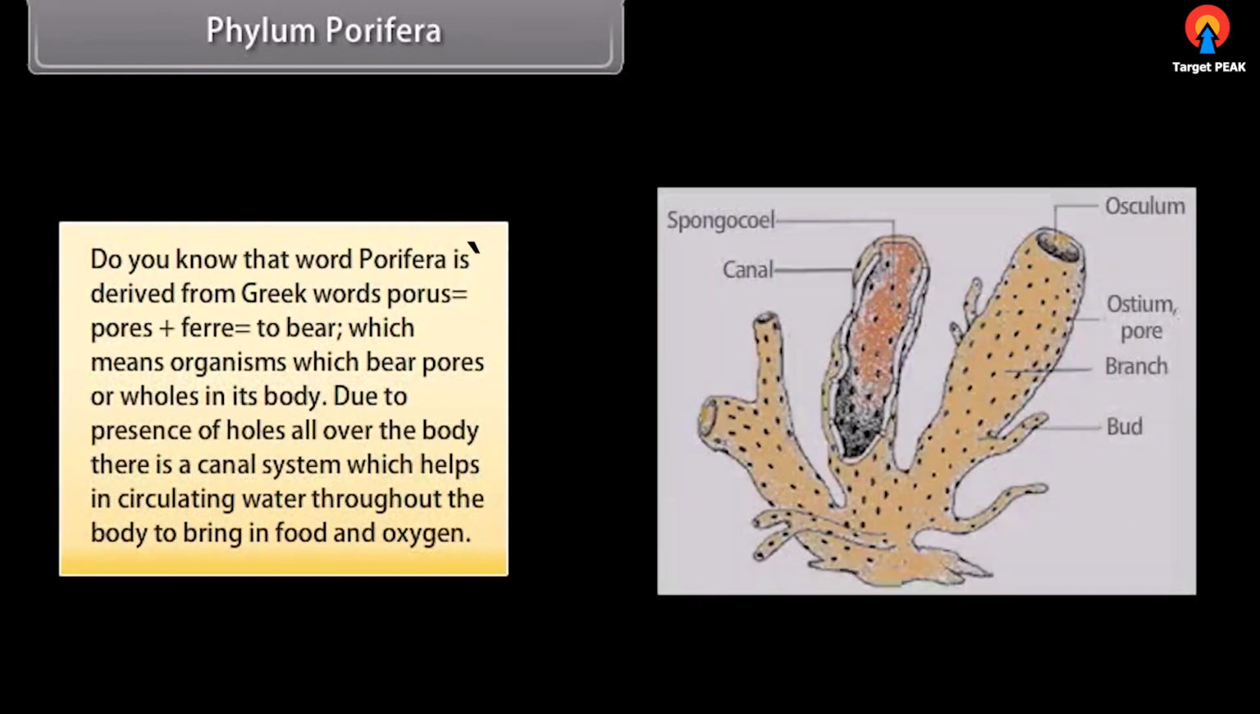Phylum Porifera. Do you know that the word Porifera is derived from Greek words porous, which is pores, plus fere, to bear, which means organisms which bear pores or holes in its body. Due to the presence of holes all over the body, there is a canal system which helps in circulating water throughout the body to bring in food and oxygen.